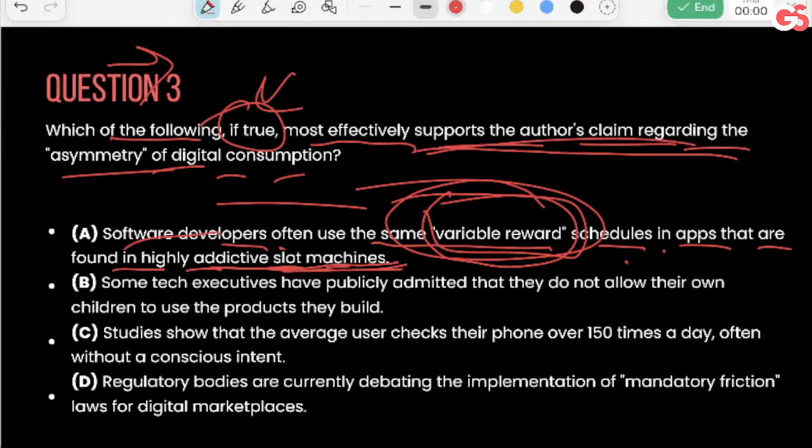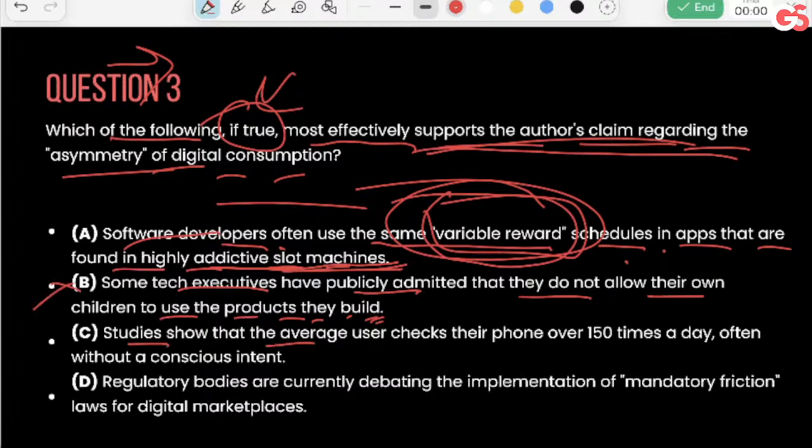Let's look at B. Some tech executives have publicly admitted that they do not allow their own children to use the products they build. See, this can be right in a roundabout way, but we have a better option in A, so we will reject B.